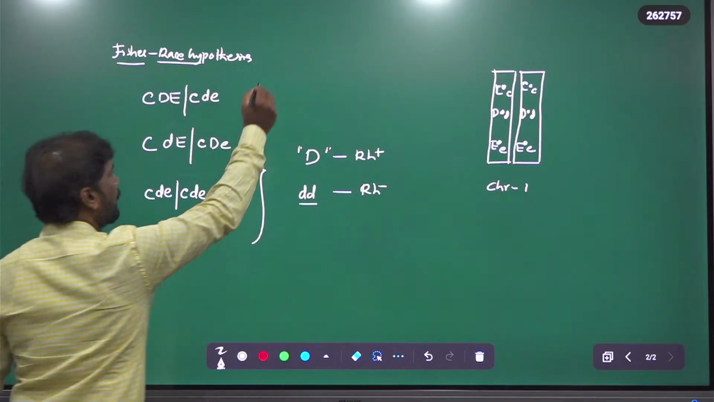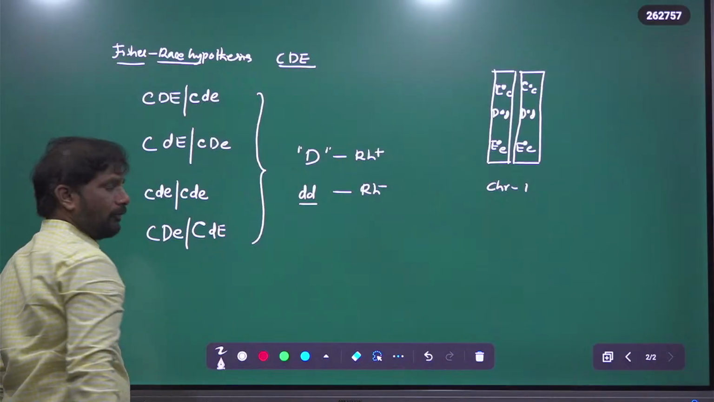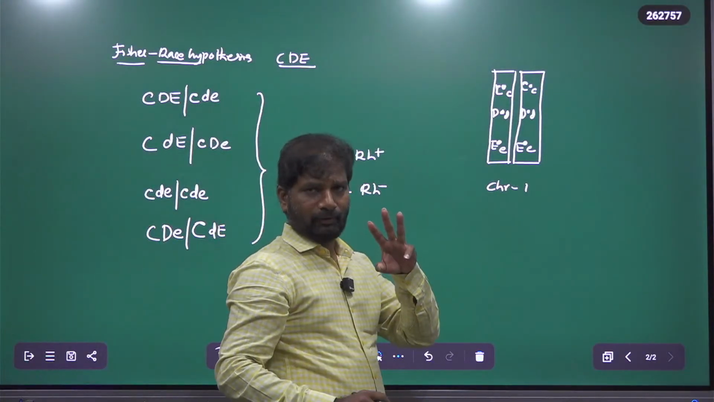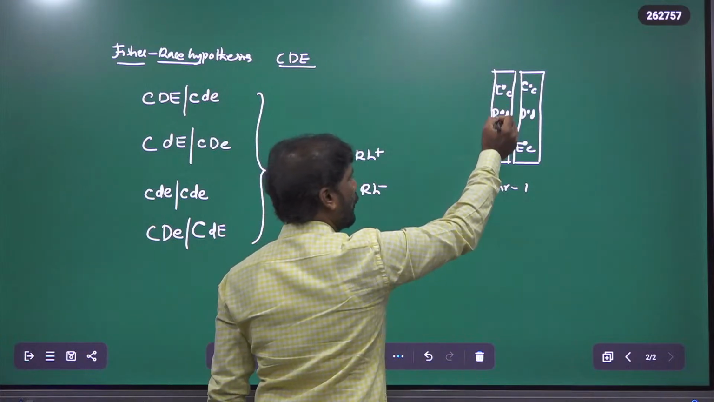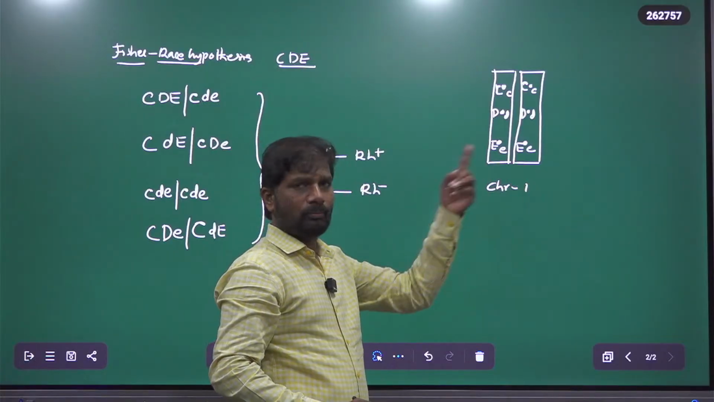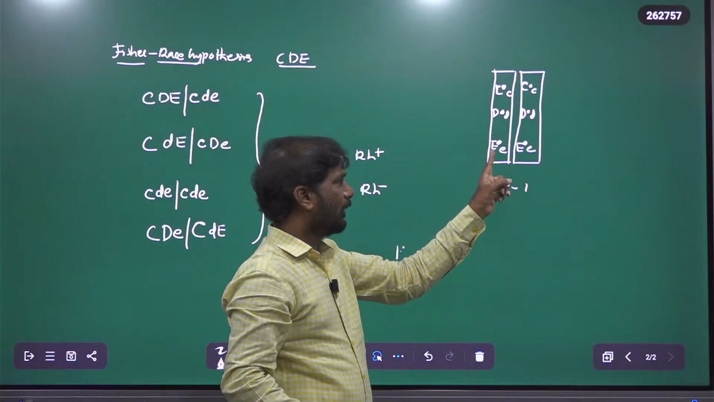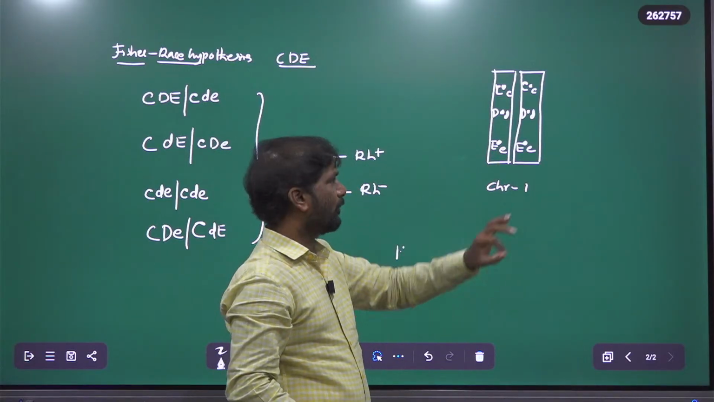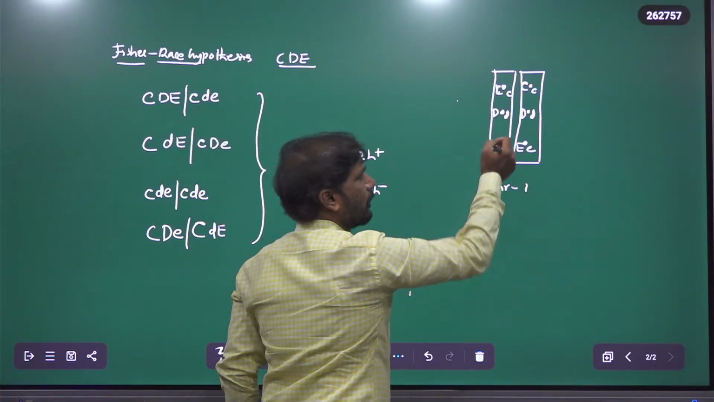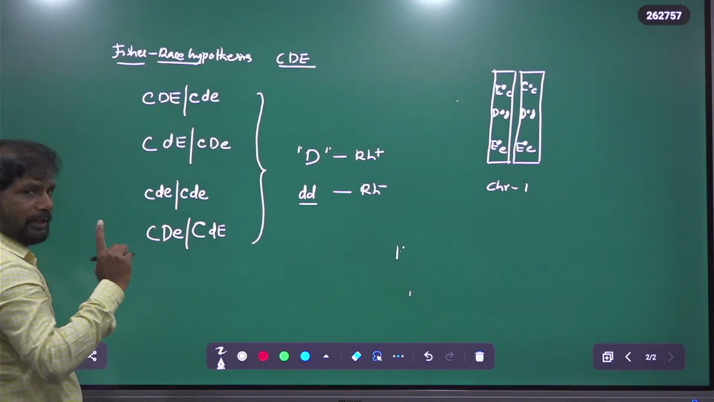So according to the scientists Fisher and Race, the Rh blood typing is identified by the CDE nomenclature. By this CDE nomenclature, we find out that there are 3 types of alleles in the form of dominant as well as recessive. So in the homologous chromosome, there are capital C, small c, capital D, small d, capital E and small e present at particular loci.